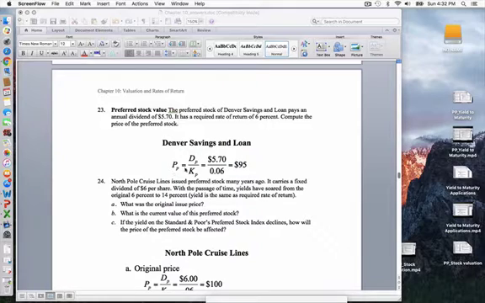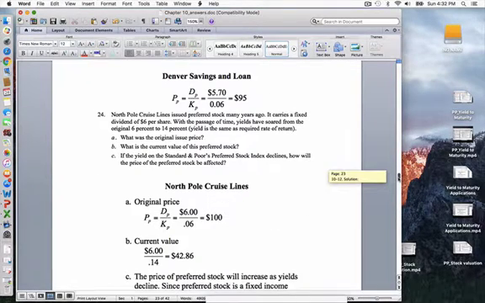We just plug into this formula. That's 6%, or 0.06, and we have the price of the stock, $95. Let's see if we find another one, the next one.